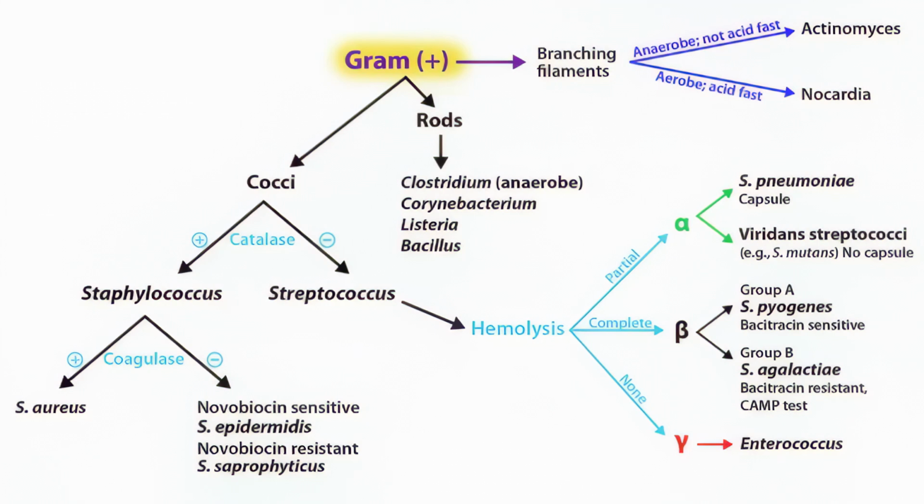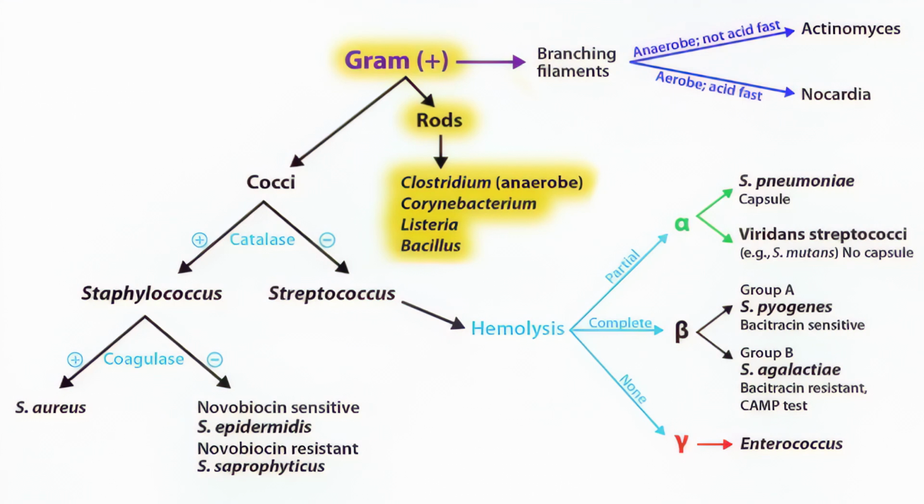Okay, looking at the middle division, we see the gram-positive rods or gram-positive bacilli. Look at the gram-positive rods that we've listed. First is Clostridium. Clostridium is anaerobic. So if you see an anaerobic gram-positive rod on your test, think Clostridium. Corynebacterium, Listeria, and Bacillus are all on that list as well.